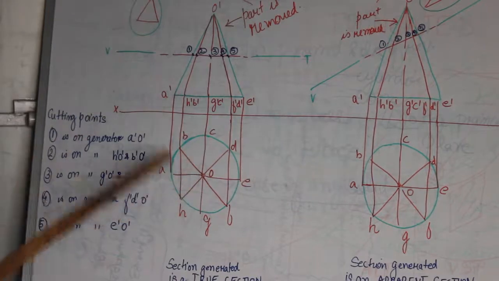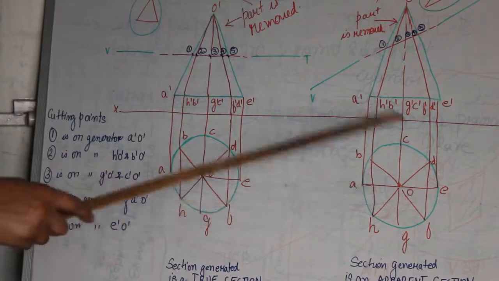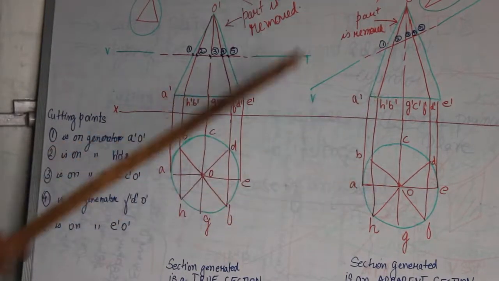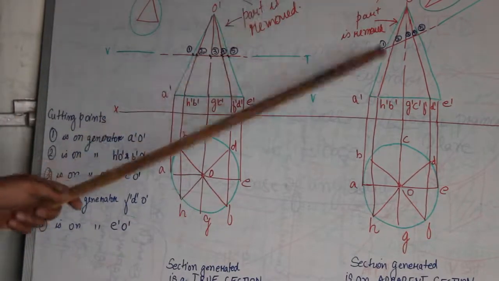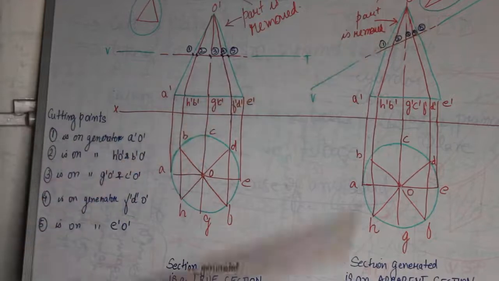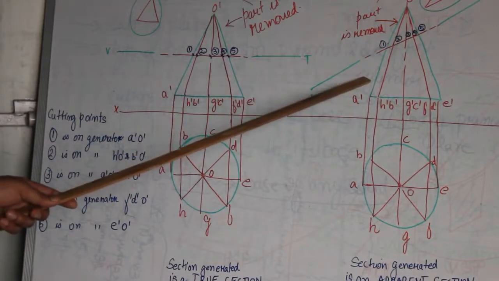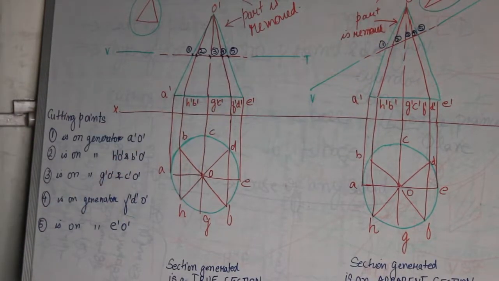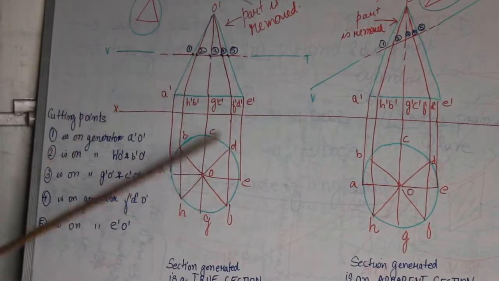Likewise, for the second question, I have kept the notations same in the top view and the front view, and the same cutting points are there in the second part. But over here the cutting plane is an auxiliary inclined plane. Now let's look at the results.